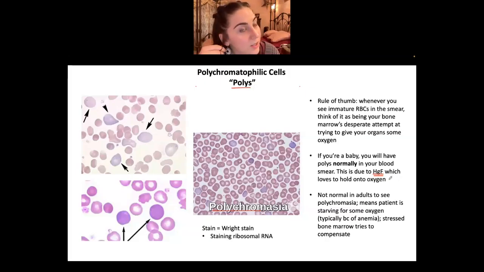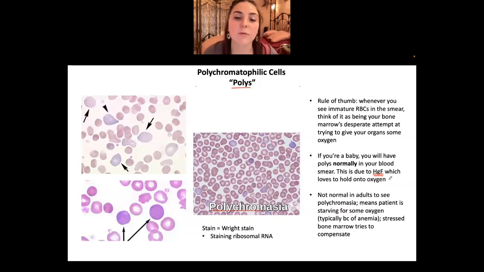Interesting question. So EPO would make more red cells. No, you probably wouldn't see polys, right? If the tumor is secreting EPO, you'd probably have more red cells, like the opposite of anemia. So you probably wouldn't see polys in that instance.